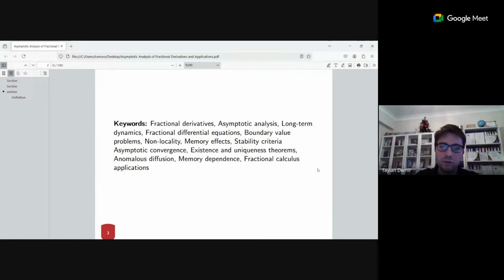We need some basic information to understand this concept. For example, we need to know fractional derivatives, asymptotic analysis, long-term dynamics, fractional differential equations, boundary value problems, non-locality, memory effects, stability criteria, asymptotic convergence, existence and uniqueness theorems, anomalous diffusion, memory dependence, fractional calculus, and their applications.